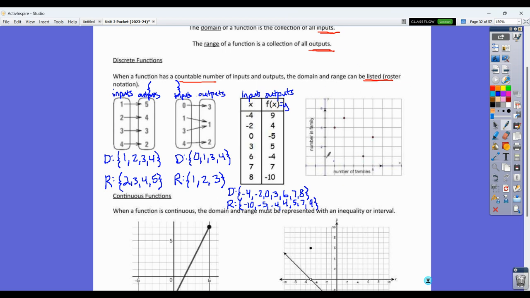Now when you get to a graph, this is when a lot of people struggle with this, but in this graph here we've got 4 points that are shown. Our domain, remember, is our input. So our domain is going to be a list of our inputs, which on a graph are our x values.